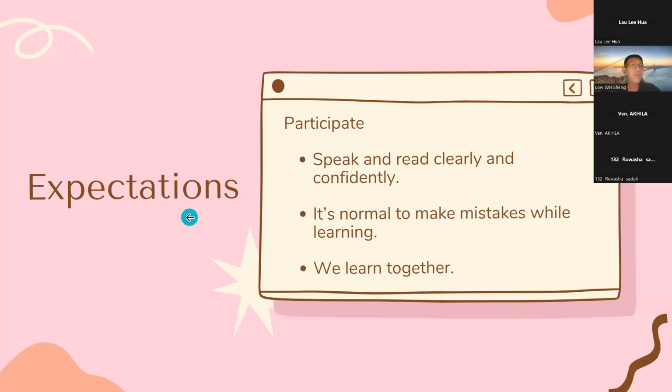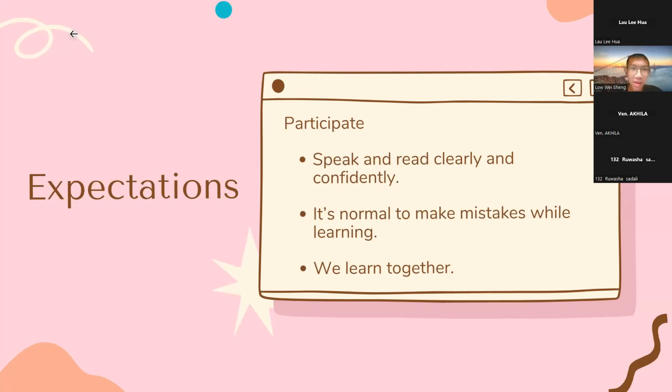Okay. So once again, let's set some expectations before we start this class. This expectation is the same as the teachers that taught you last week, right? So just speak and read clearly and confidently, practice your speaking skills here. And it's normal to make mistakes while we learn, especially since you may not be that comfortable with English, but as you speak more, you will be able to speak better, and next time you will be able to speak more fluently. And together, we will learn more about English. I can learn as much as you are learning from me, I'm learning from all of you too.